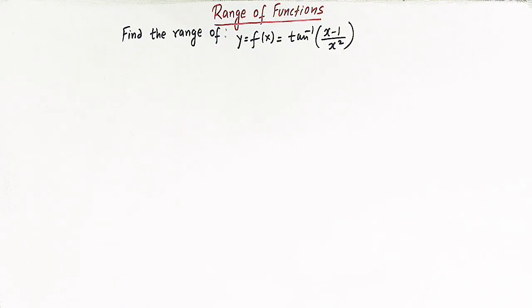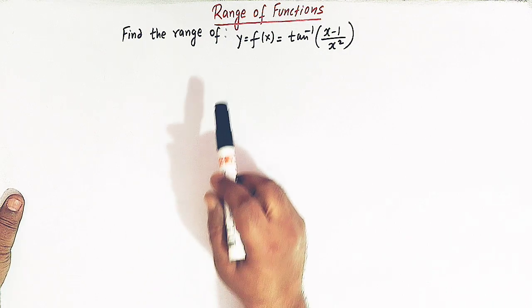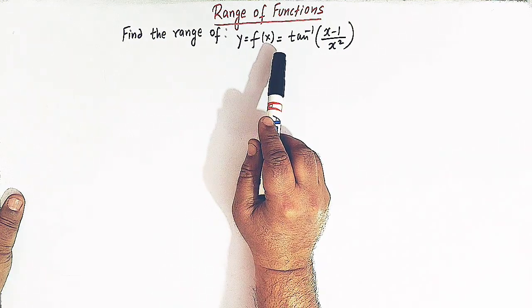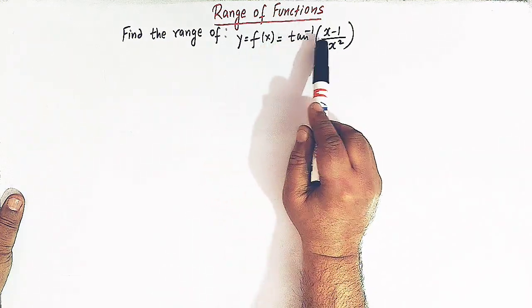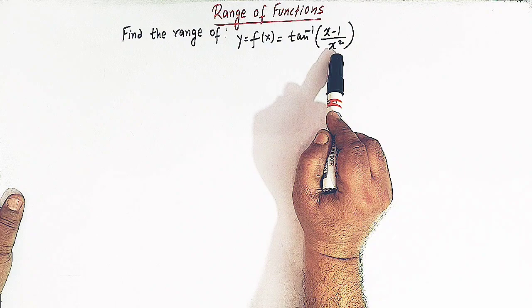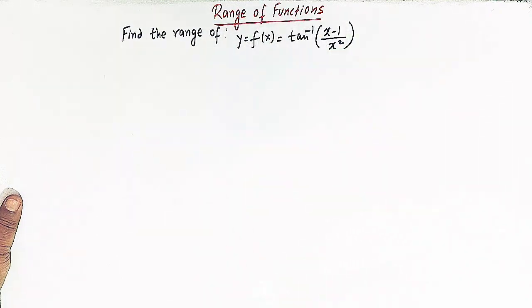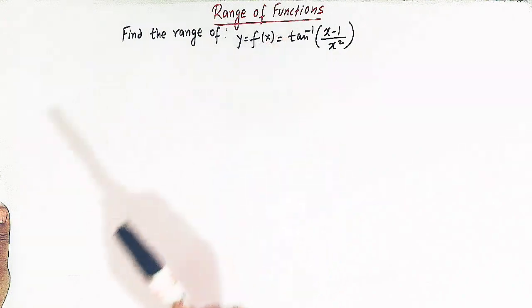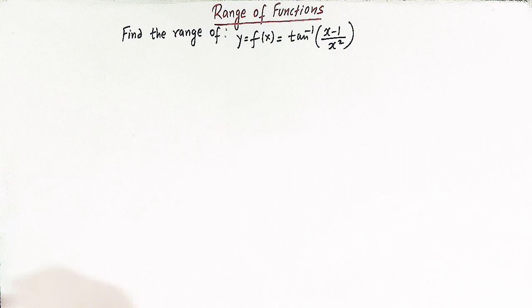Hello, viewers. In today's session, we are going to discuss another important and conceptual problem from a range of functions. In this class, we are going to discuss this function, that is y is equal to f of x is equal to tan inverse of (x minus 1) over x square. Here we'll find out the range of this function using some important concepts. So let us start.